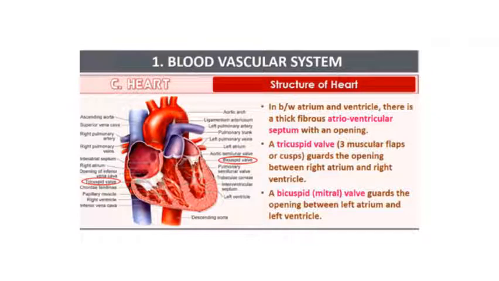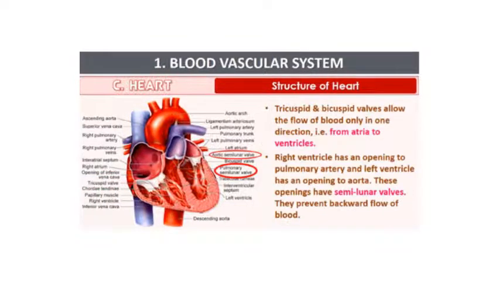In between the atrium and ventricle, there is a thick fibrous atrioventricular septum with an opening, a tricuspid valve, that is, it has three flaps. They guard the opening of the right atrium and the right ventricle, and a bicuspid valve guards the opening between the left atrium and left ventricle. The tricuspid and the bicuspid valves allow the flow of the blood only in one direction. So it is like a door which closes so that oxygenated and deoxygenated blood do not get mixed together.